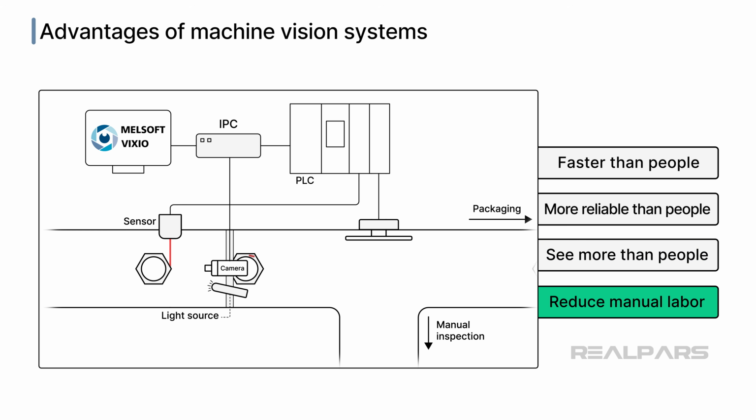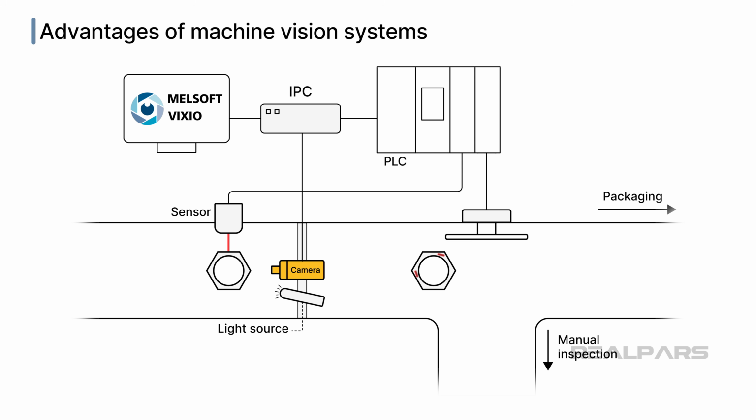Machine vision systems reduce the amount of manual labor companies require. This helps companies to reduce their costs and to mitigate the effects of the labor shortage that many companies are facing.